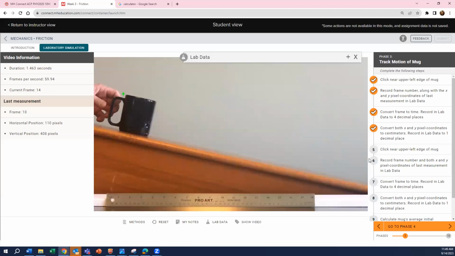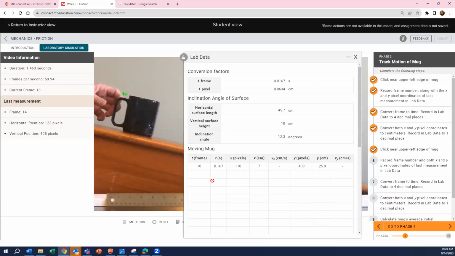Now take this down. Click near the upper left edge of the mug again, and record the frame number and both the X and Y pixel coordinates of the last measurement. So again take your data table and come here. Now our frame number is 14. The pixel X is 123. The vertical position is 405. So we got this, and we got the check mark.